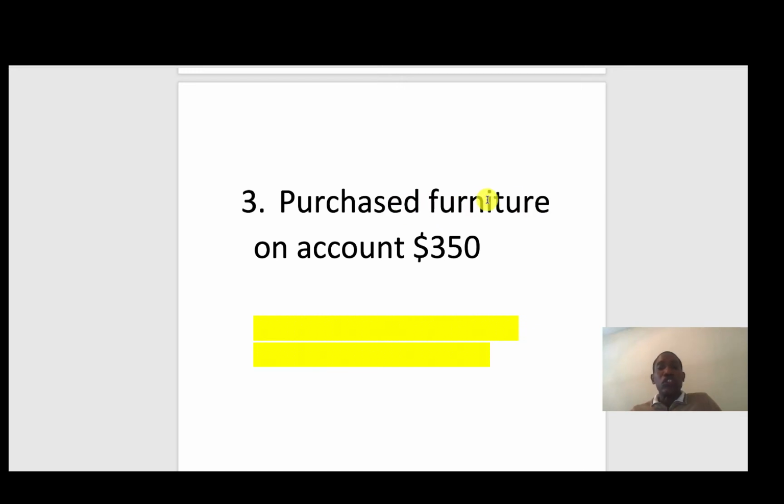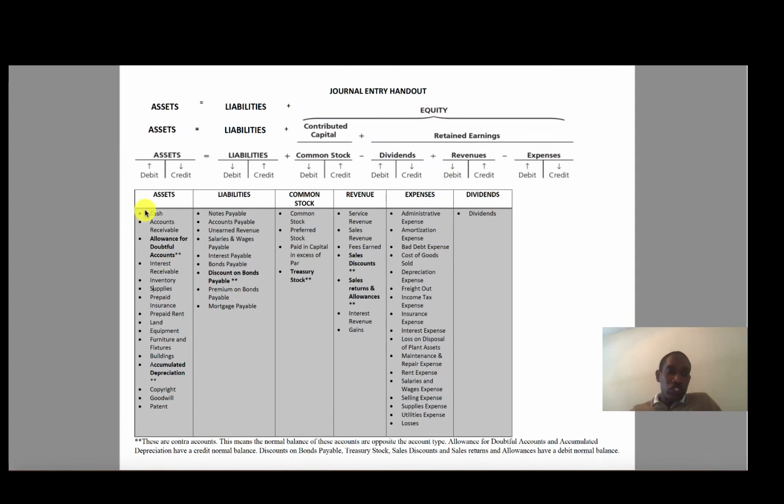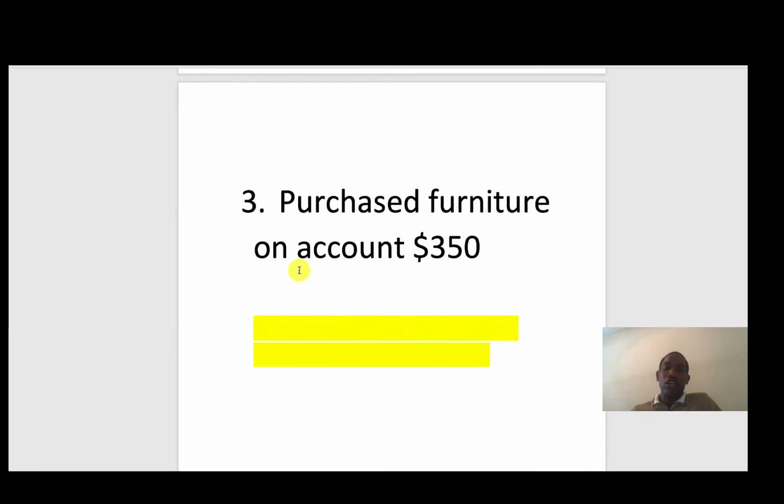You purchased furniture. So what's the exchange here? We're receiving furniture and we're giving an IOU, right? So what are the accounts? Well, is there an account related to furniture here? If I look, I see furniture and fixtures. If you use furniture or furniture and fixtures, it's fine. Some companies will just have furniture, some will have furniture and fixtures. So that's my account here for furniture and fixtures. And on account, we know that's accounts payable.